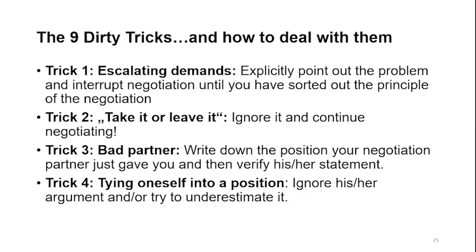There might be a bad partner. A bad partner is one, for example, who comes up with tricks. He writes in such a way that he removes one little word to get you cornered. Write down the position your negotiating partner just gave you. So once he says it, even if he says it very fast, say, no, please read it slowly, write it down and verify, and then go back and say, did you say that, and repeat it to him. Now, sometimes people tie themselves into a position. Ignore him, but don't ignore the argument they're coming with.